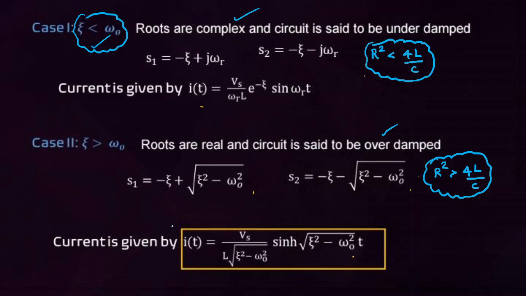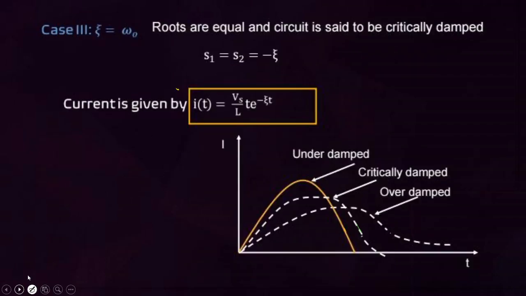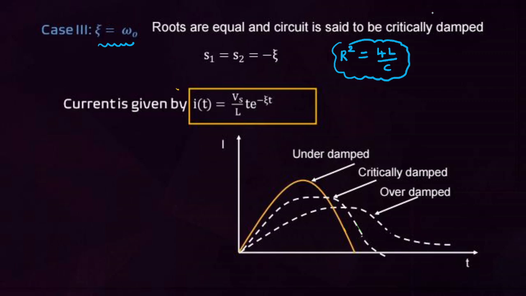This is the current expression, and this is the current expression. We don't expect the current expressions, but the conditions you have to concentrate on. This is for underdamped, this is for overdamped. You also have to concentrate on the roots. If zeta equals omega naught, that means R squared equals 4L by C with respect to circuit elements, and roots are equal and the circuit is said to be critically damped, and this is the current expression.